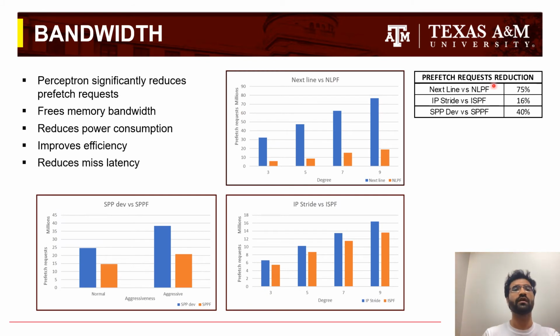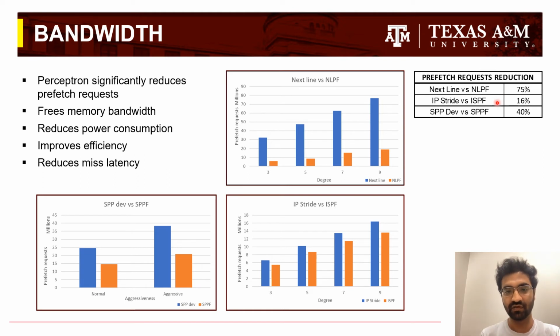Let us now have a look at bandwidth. Here we show the number of prefetch requests in millions. As expected, the number of requests has reduced in all these designs. The biggest reduction is seen in the next line prefetcher, which is around 75%, followed by SPP-Dev, and at last we have IP stride.